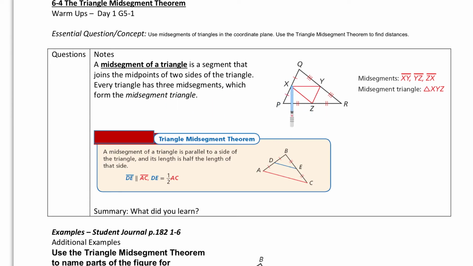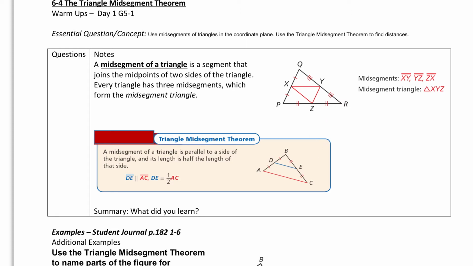So mid-segment, I'm going to join this midpoint with that midpoint. And then you can also join this midpoint with this one, and then this midpoint with that one. So those are your three mid-segments, just depending on how you're looking at a triangle. And since it's a mid-segment, this XP will be congruent to XQ, YQ and YR, and ZP and ZR will be congruent as well.